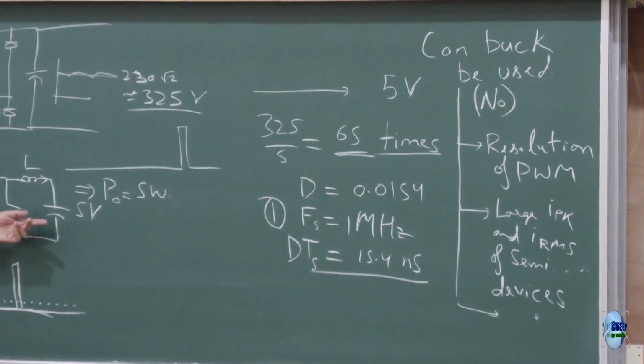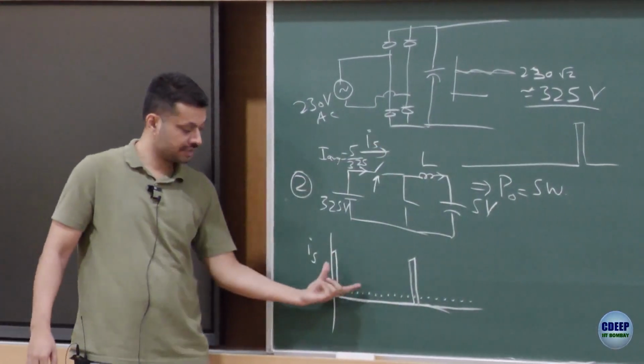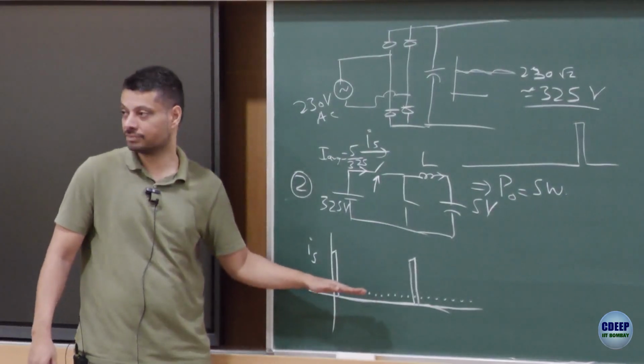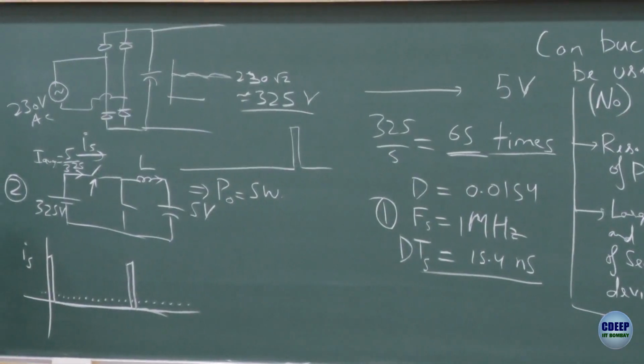No, for 200 volt output, your duty cycle will be reasonably good, right? So this width would be substantial. Of course, if this width is substantial, the peak value will come down because the average is the same, right? Any questions so far?